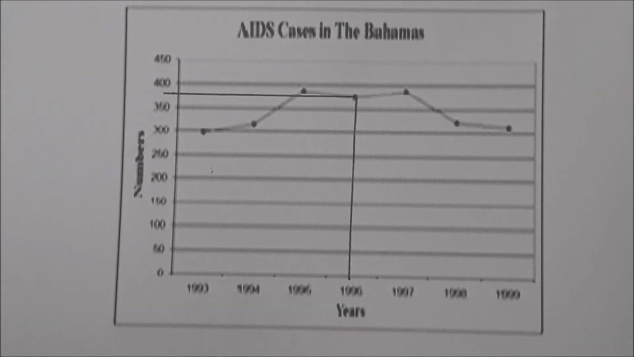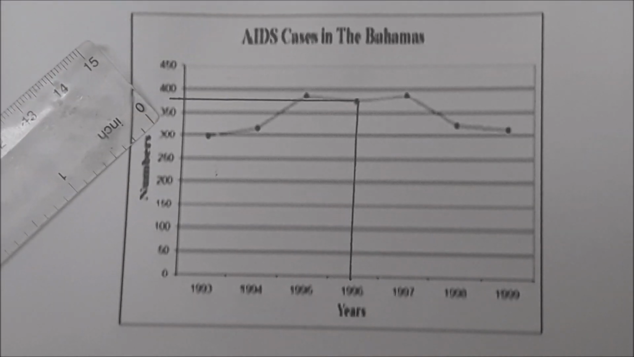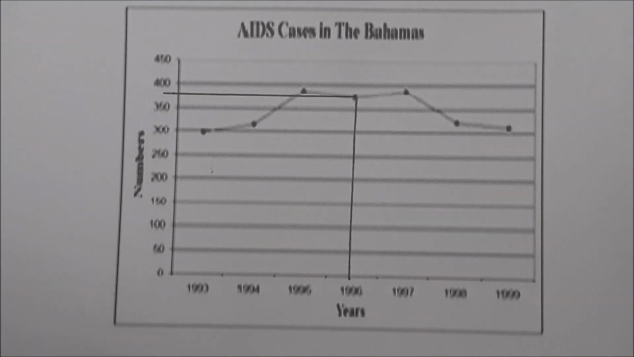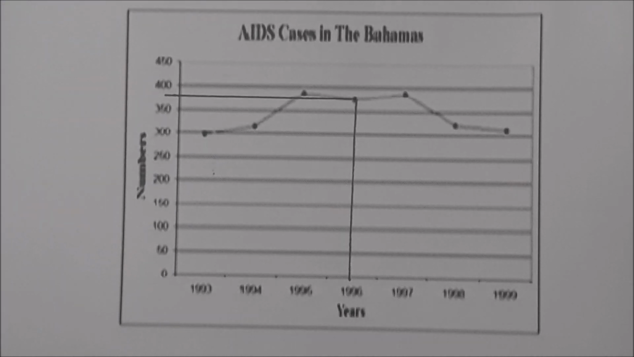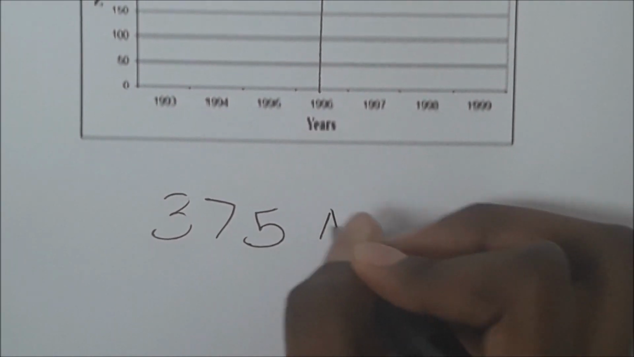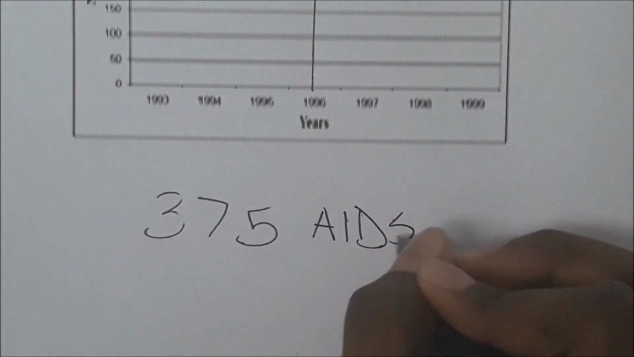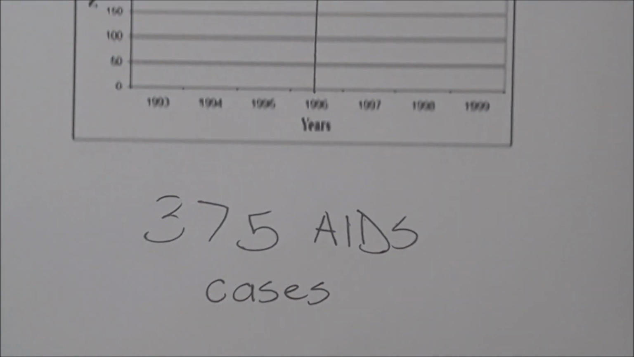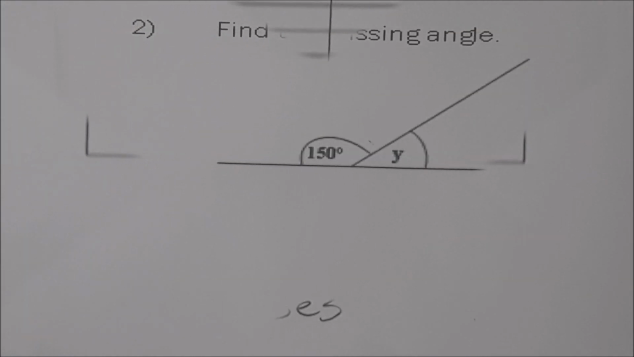375. Why? Because half of 350 and 400 is 375. From 350 to 400, halfway would be 375. So in the year 1996, the Bahamas had about 375 AIDS cases. So put the number below it, Rafi. Cases. Very good. Hope you got that one right.